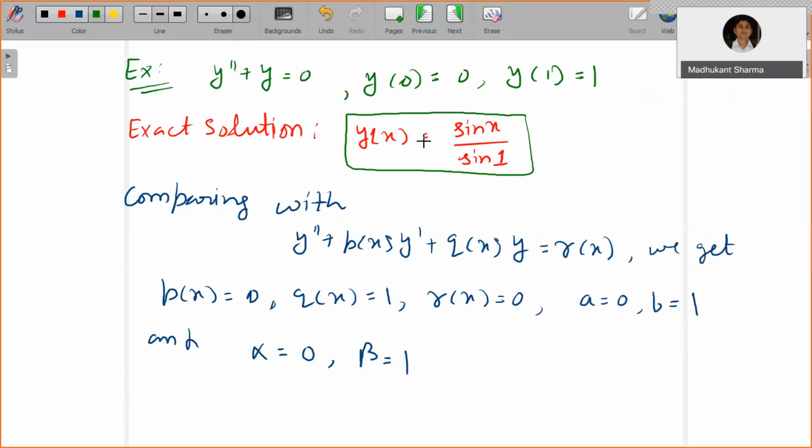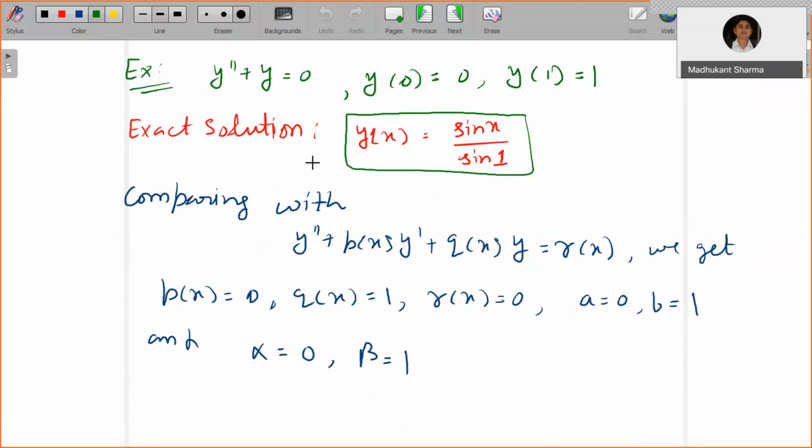Now if you compare with the standard equation, you can extract p, q and r from there, the A value, B value, alpha value and beta value. If you compare the y' coefficient, that is 0, there is no y'. q(x) is the y coefficient, that is 1. r(x) is the right side, which is 0. A is the left hand point, that is 0. B is the right hand point, that is 1. So A equals 0, B equals 1, and alpha and beta are the values at A and B, that is 0 and 1 respectively.